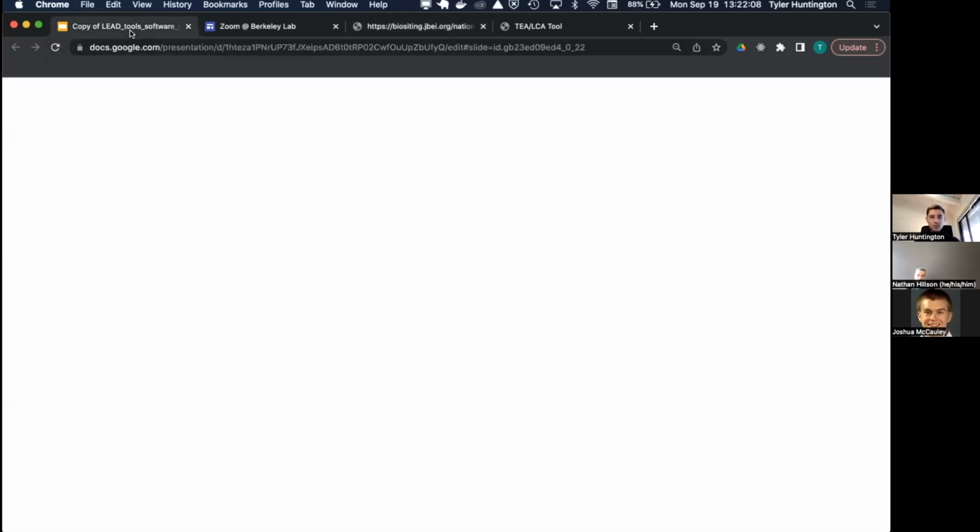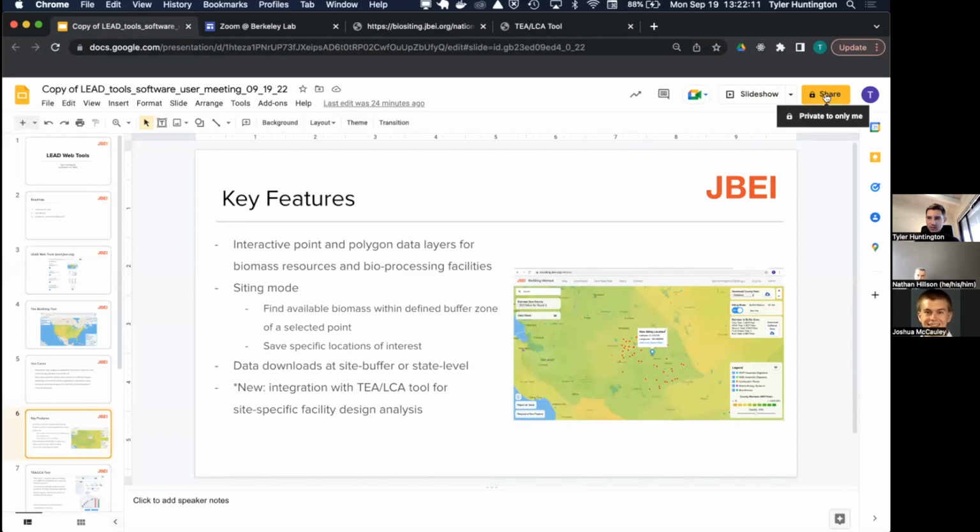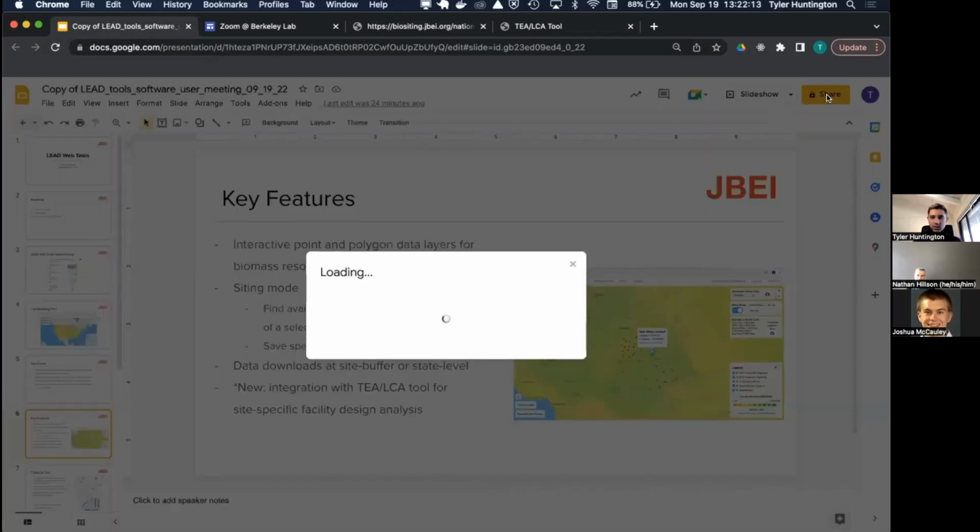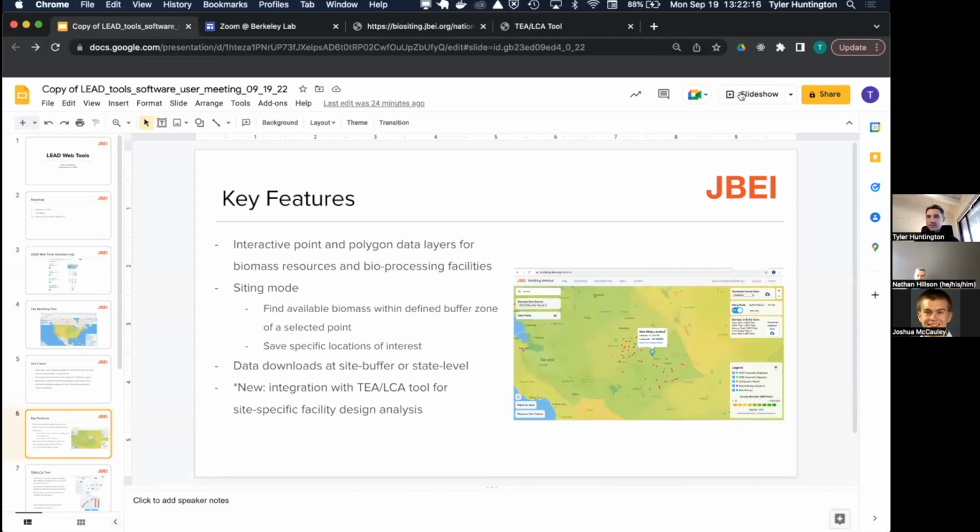All right, so let me jump back to my slides here. I was not sharing. Those two buttons up.